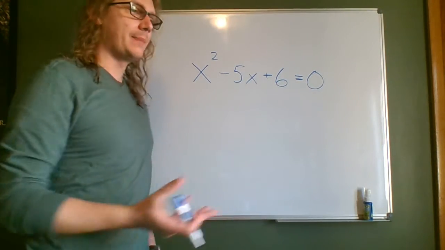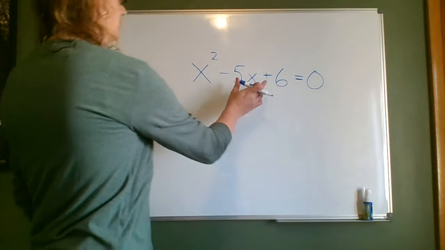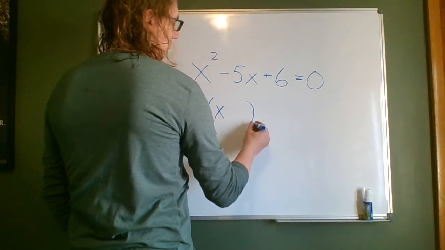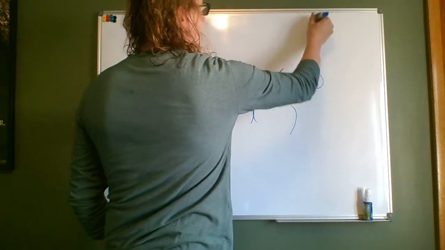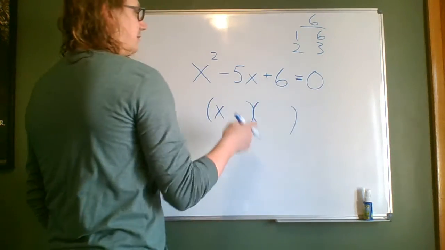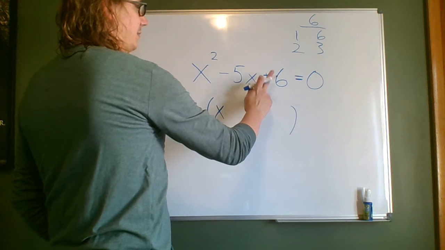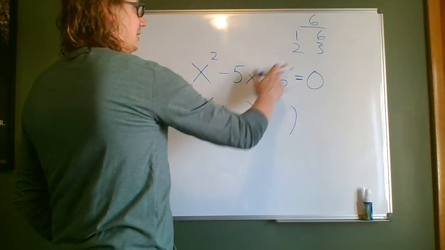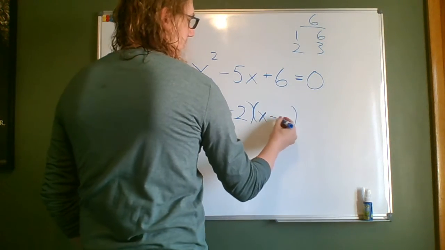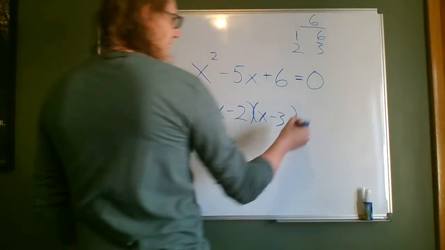Now the first step is going to be exactly the same as it has been for us. We factor. So we're going to take x. Factors of 6 are 1 and 6, 2 and 3. Which of those will give me 5? They're going to have to be either both negative or both positive. So I'm going to want a negative 2, negative 3. And don't forget that equals 0.